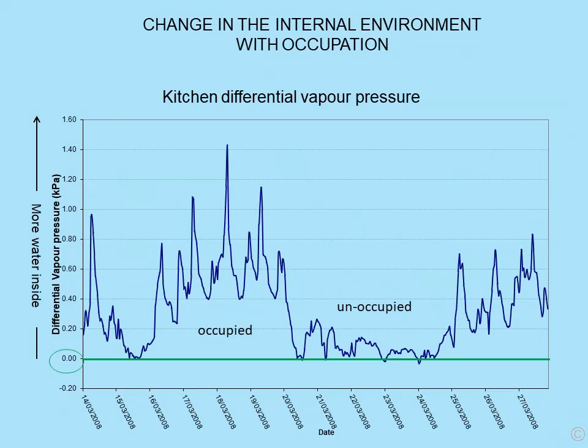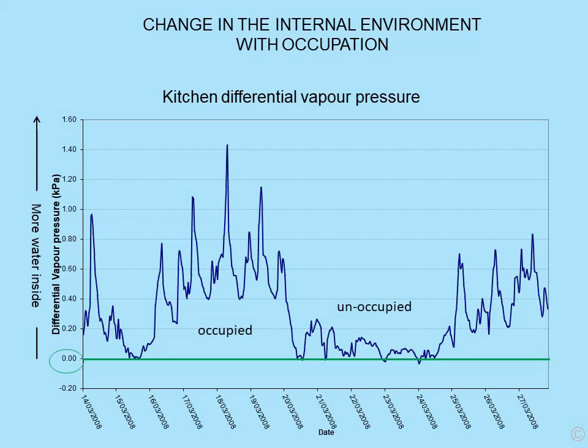Changing internal occupation, another job, there it is on the left. The 0 point, there's as much water vapor inside as outside, and above that there's more water vapor in the building. Differential vapor pressure, occupied, unoccupied. What happened here was quite simply the first decline around about the 15th of March was simply they went away for a weekend, so we had no internal moisture production. They came back, we started to get pretty high internal moisture production as indicated by the differential vapor pressure.